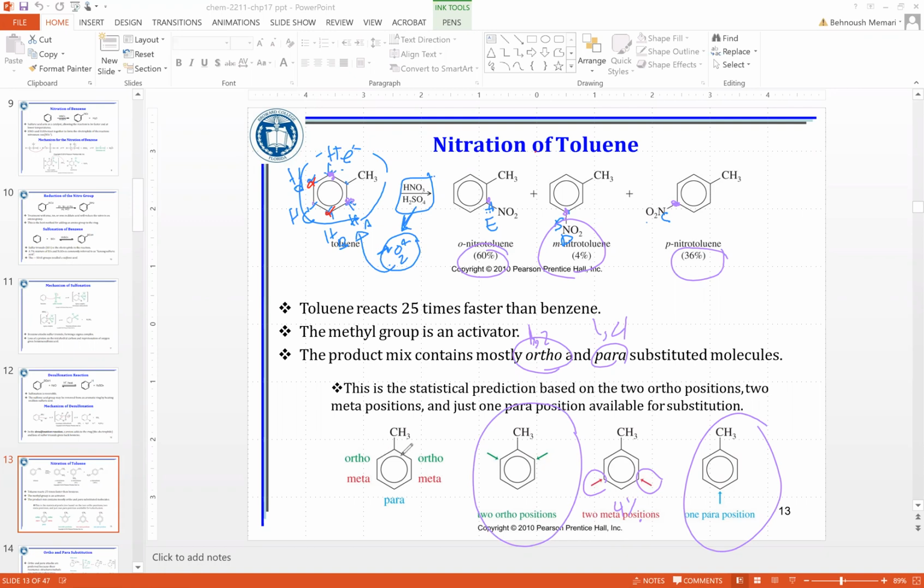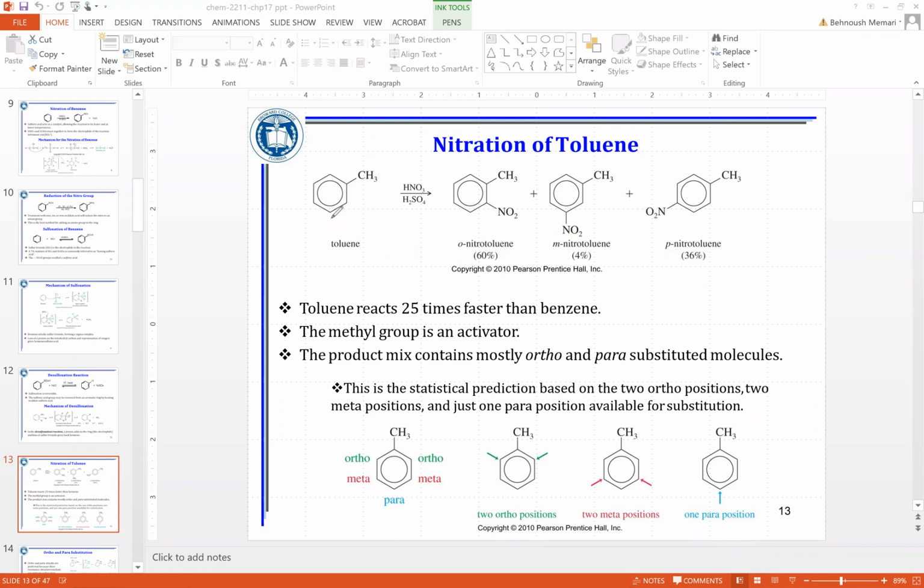We have 2 ortho positions, 2 meta, and 1 para position, and based on this percentage there should be some explanation. The observation for this reaction shows that it actually goes 25 times faster than benzene. That means if you add a CH3 group to the benzene ring, it makes the benzene ring more reactive. So this group is known as an activating group, or an activator. The methyl group is an activator because it made the benzene ring more reactive, since this reaction is much faster than benzene itself.